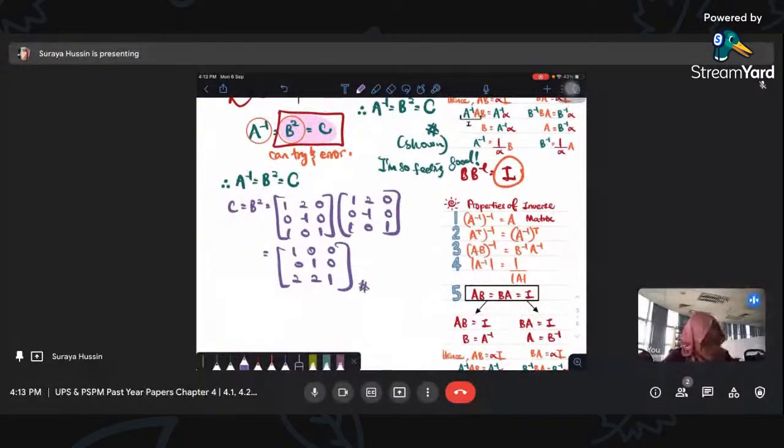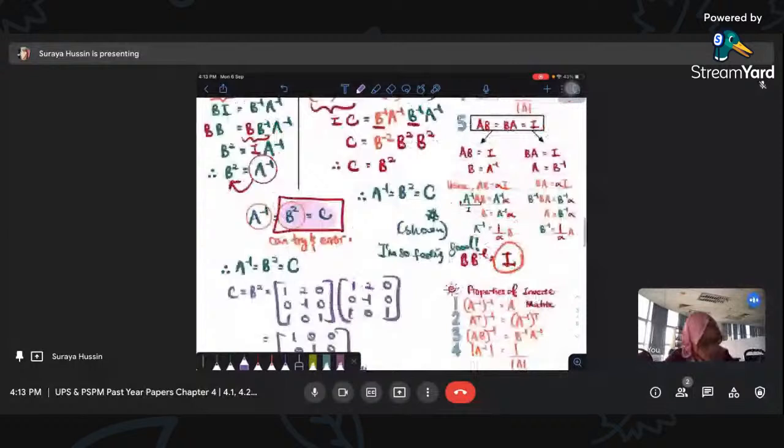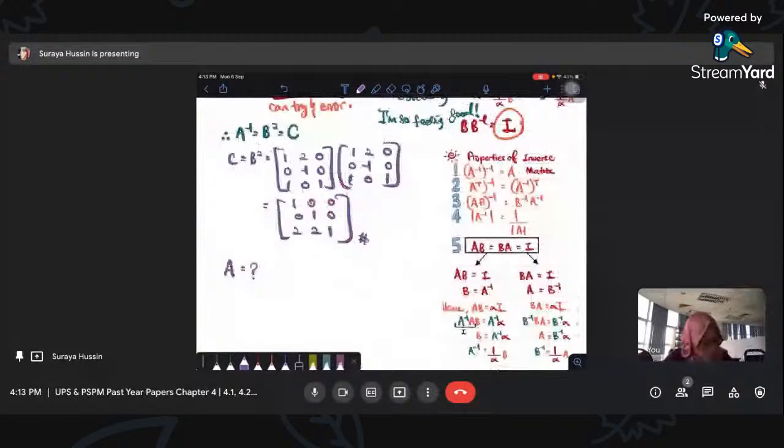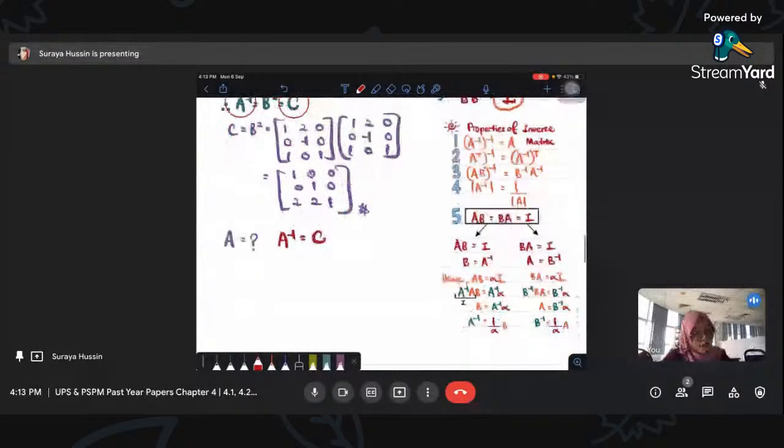How about your A inverse? A inverse, no. It asks to find A. So what is A? When finding A, of course you have to use A inverse and C. If you want to use B squared you can too, but B squared is totally equal to C, right? So you can use A inverse is equal to C. You use that. Do you remember?